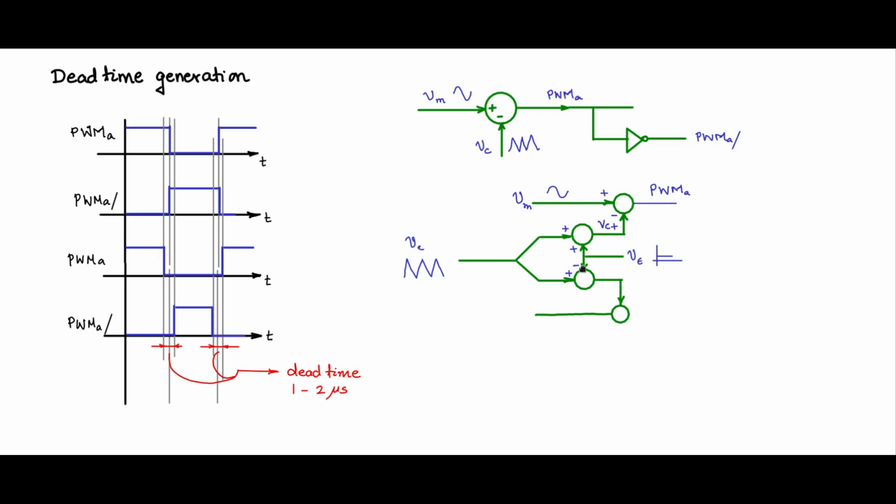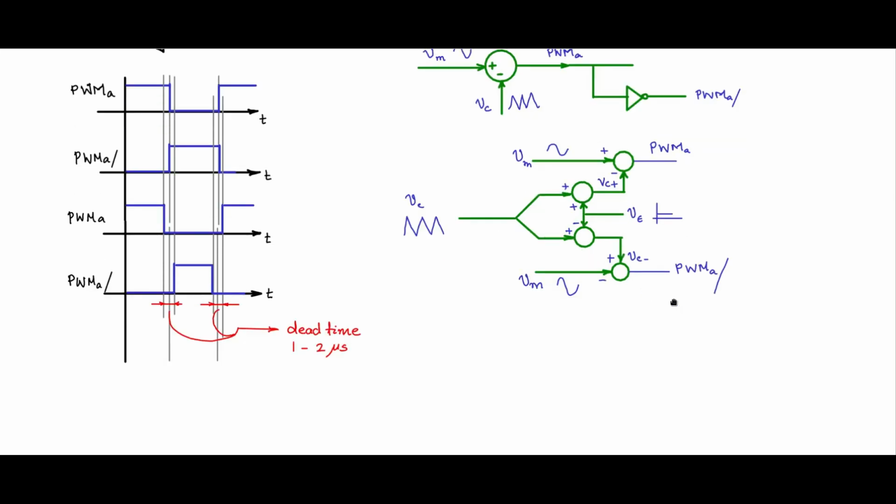In the other case, you have V epsilon subtracted from the carrier, which means it is brought down a bit, level translated towards the negative side on average, and that is called VC minus. Here VC minus is given to the plus terminal and VM to the minus terminal, and you will get PWMA bar. So this is the scheme that we will use for generating PWMA and PWMA bar, and for the other phase, PWMB and PWMB bar, a similar thing.